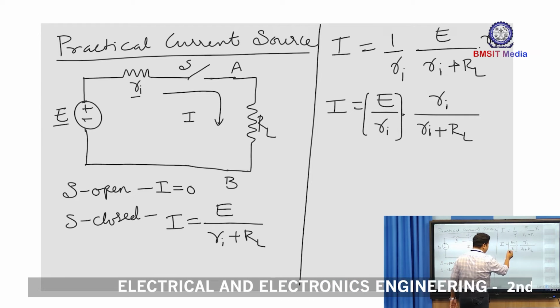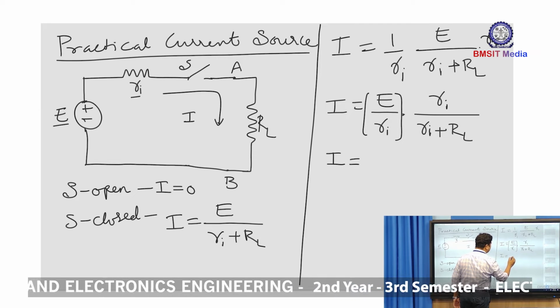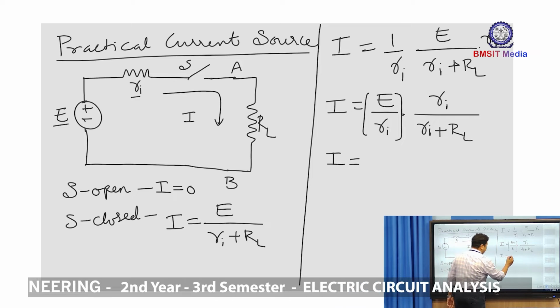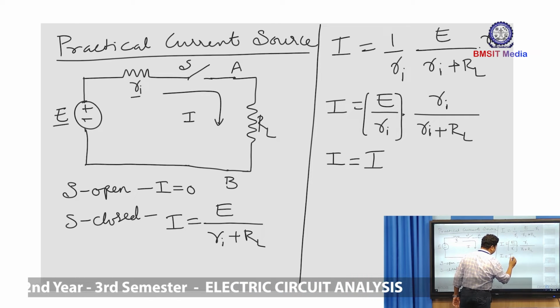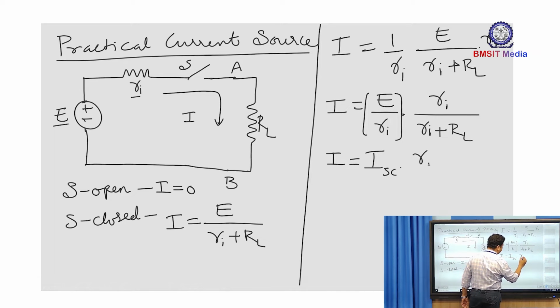So, I will replace this ratio with a constant current, and this constant current I will consider to be a short circuit current. I will take this as ISC into the ratio Ri upon Ri plus RL.